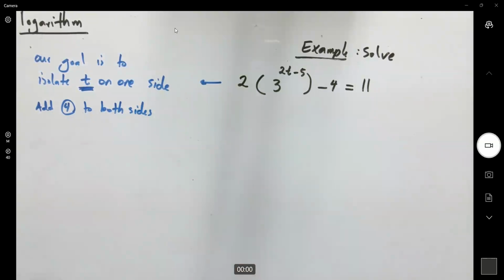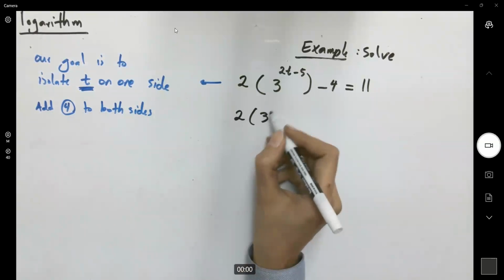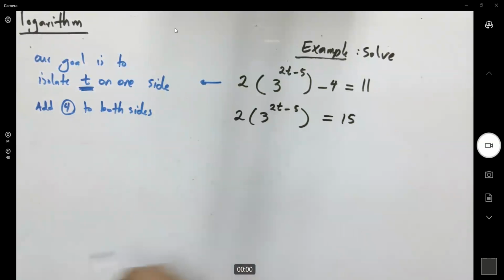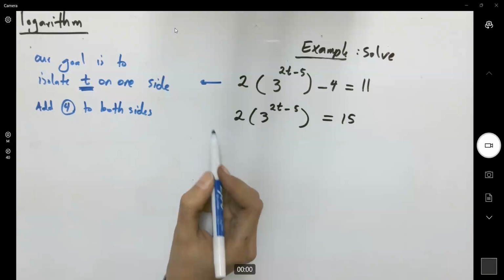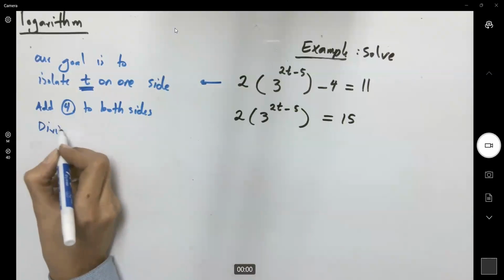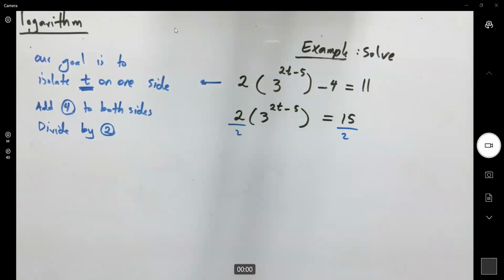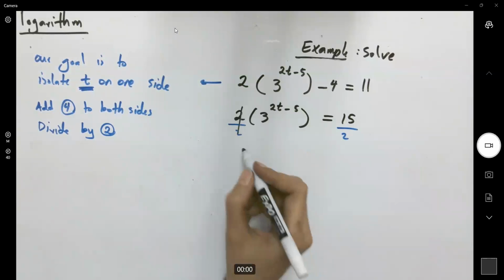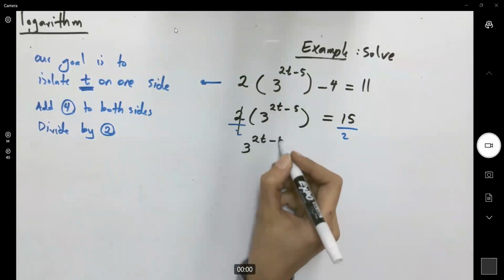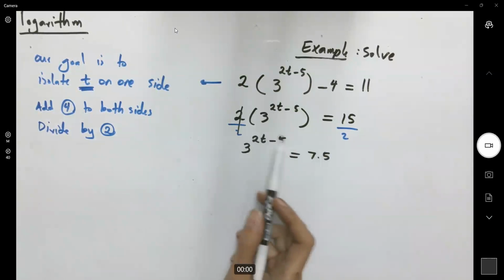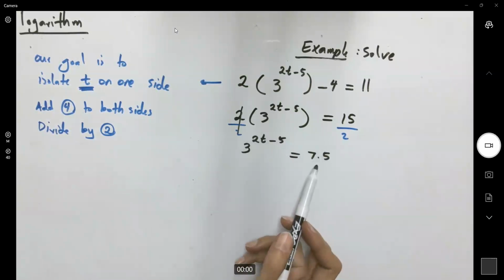So what do we get? We get 2 times 3 to 2t minus 5 equals to 11 plus 4, which is 15. Well, now get rid of the coefficient. Divide by 2. So dividing by 2, these two cancel out. 3 raised to 2t minus 5 becomes 7.5. What's next? Here I have 3 to this exponent equals to a number.